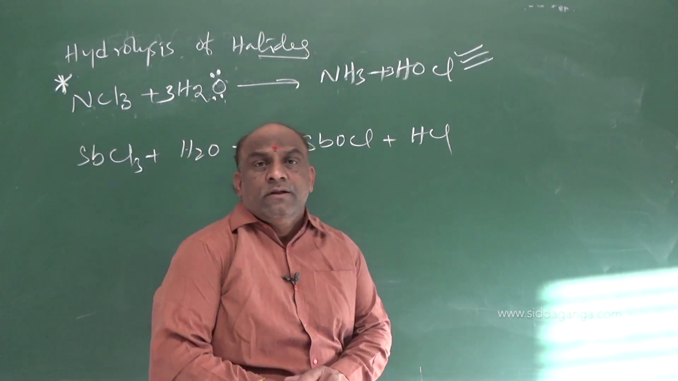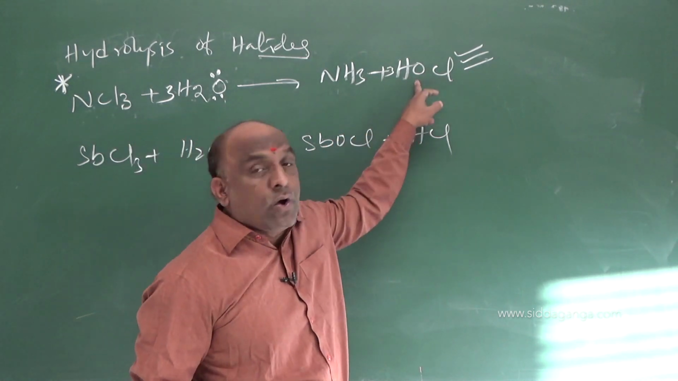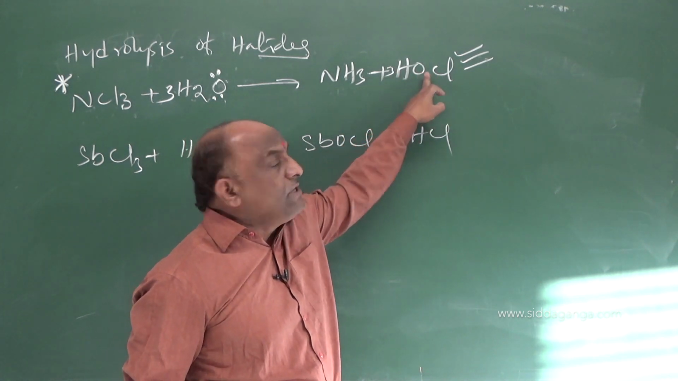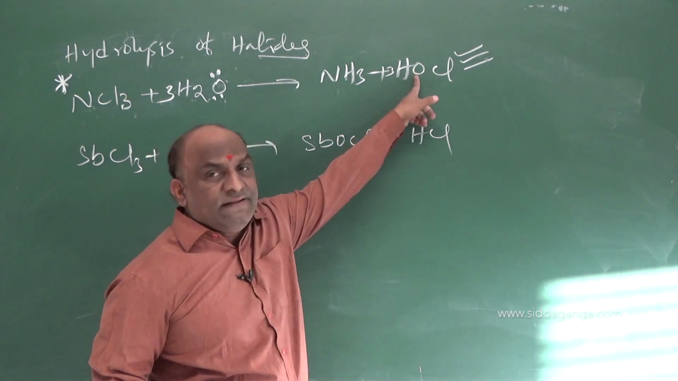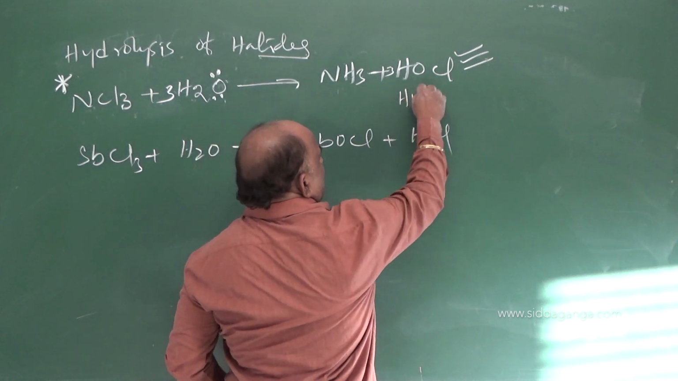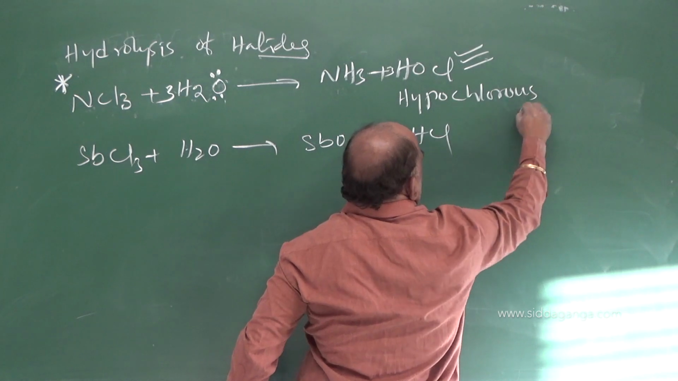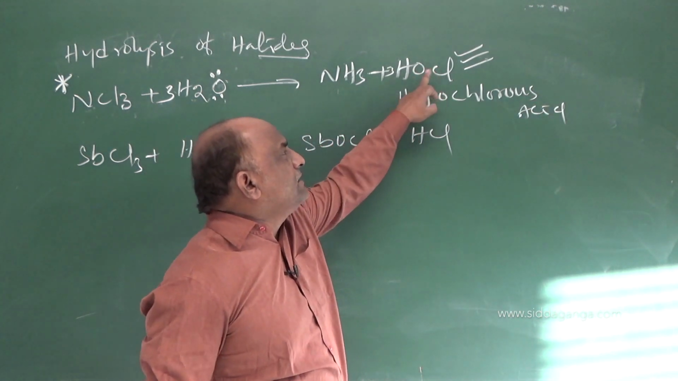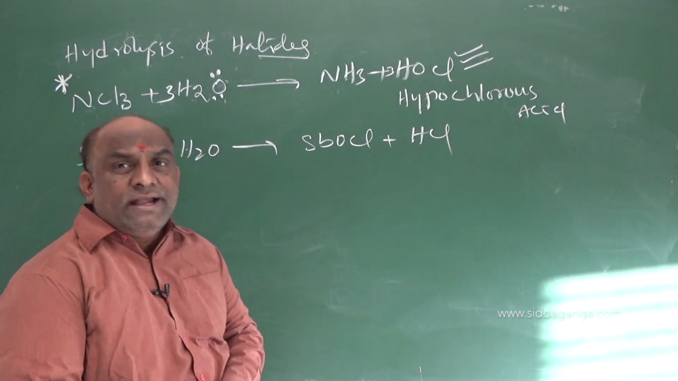SbOCl, HOCl, hypochlorous. Removal of H from this compound gives OCl minus. HOCl is called hypochlorous acid. Removal of H from this, the remaining part ClO minus, is called hypochlorite.